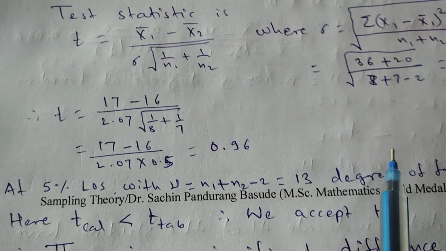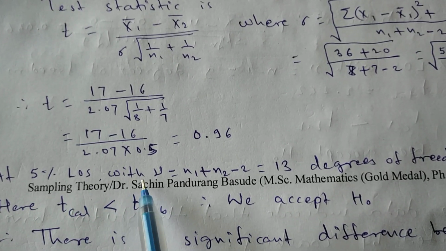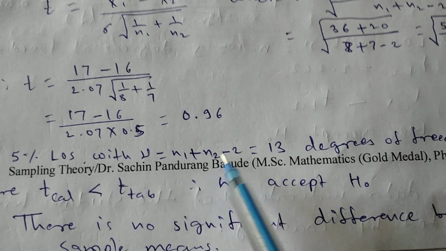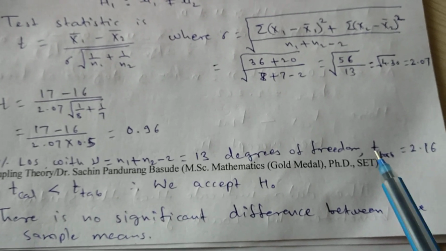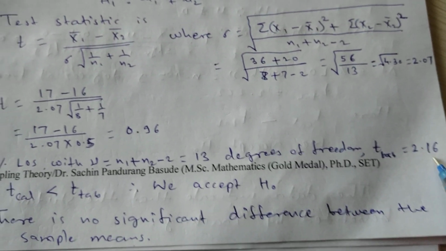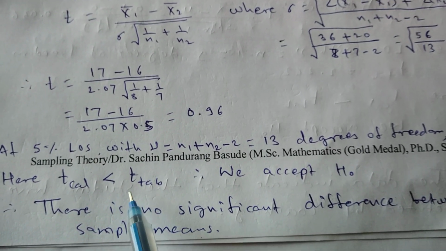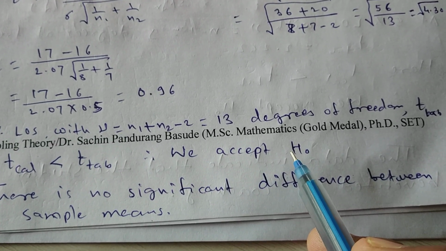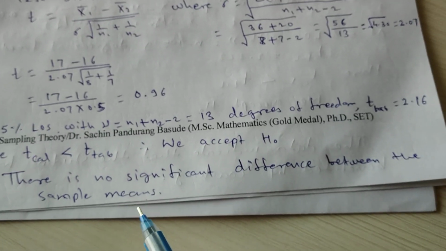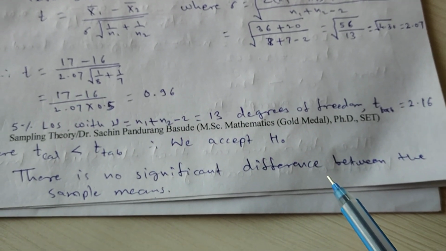So the level of significance is not mentioned. So at 5% level of significance with n1 plus n2 minus 2, which is 13 degrees of freedom, the tabulated value is 2.16. So here t calculated is 0.96, and t tabulated is 2.16. So t calculated is less than t tabulated, therefore we accept H0. Accepting H0 means there is no significant difference between the sample means.